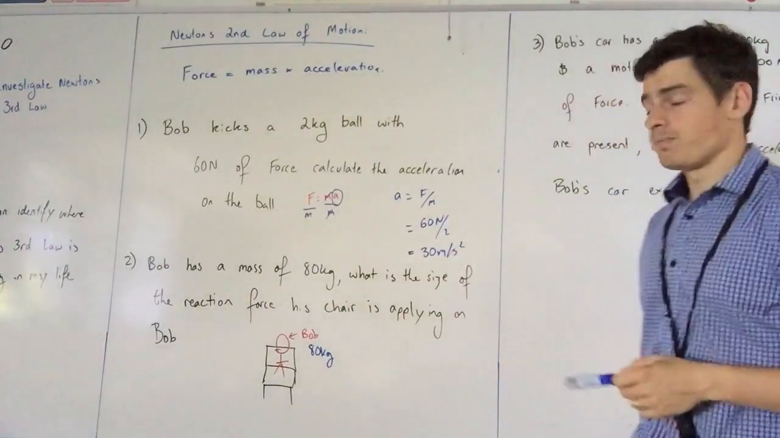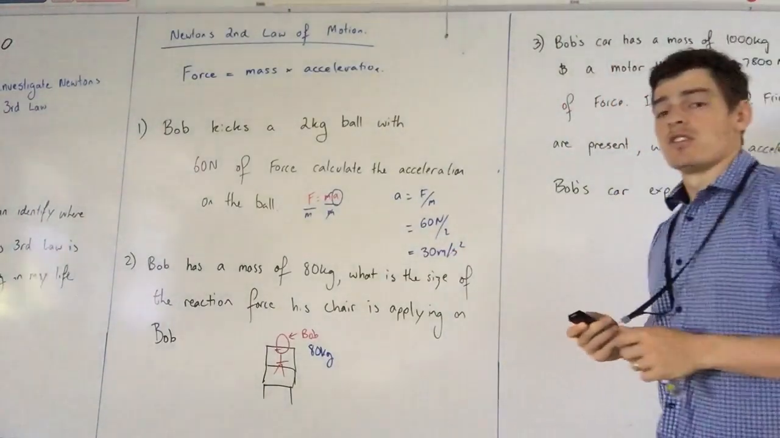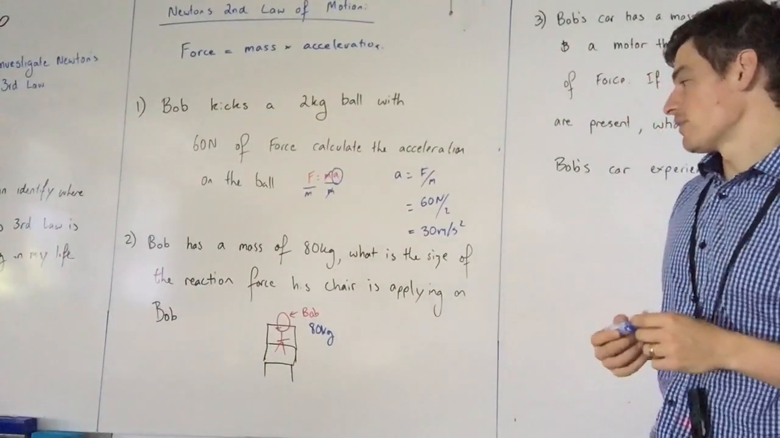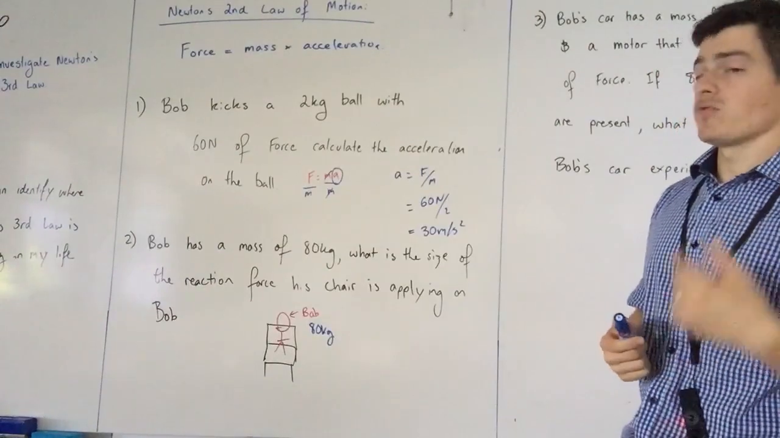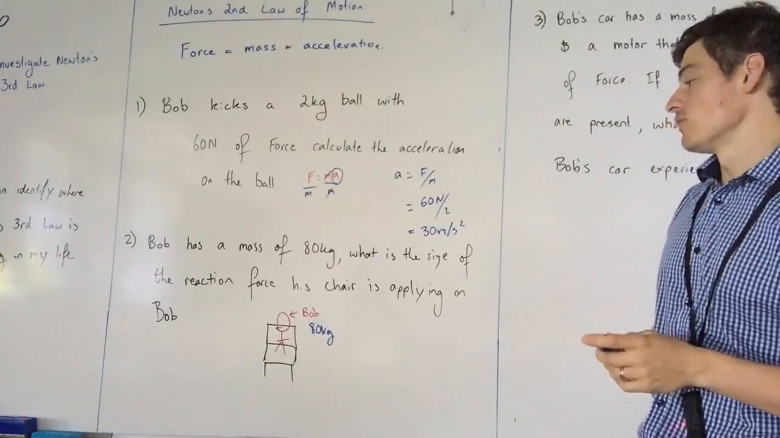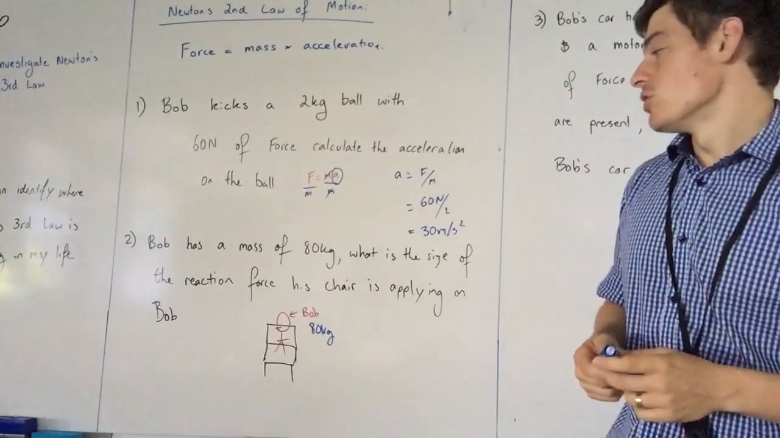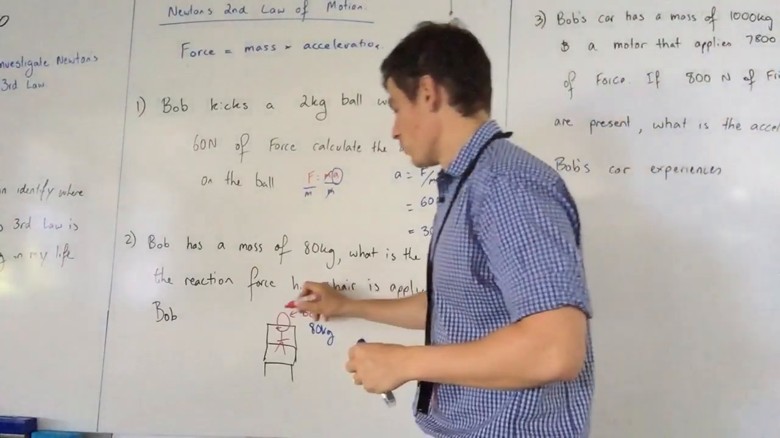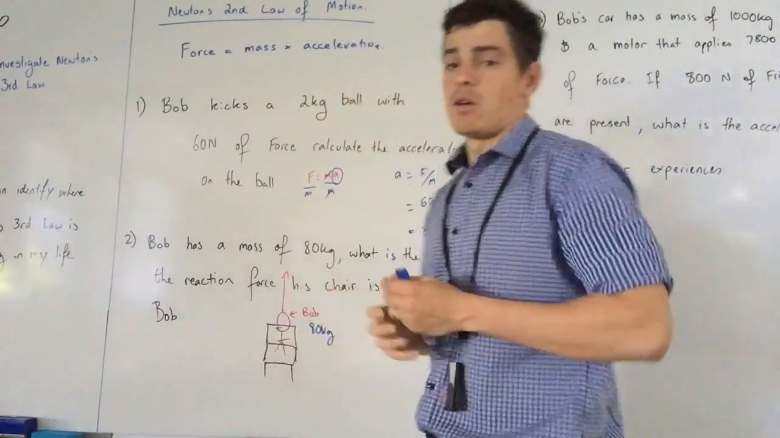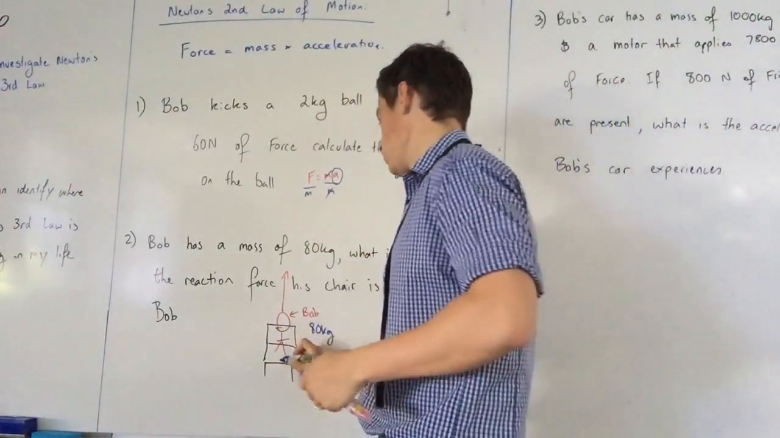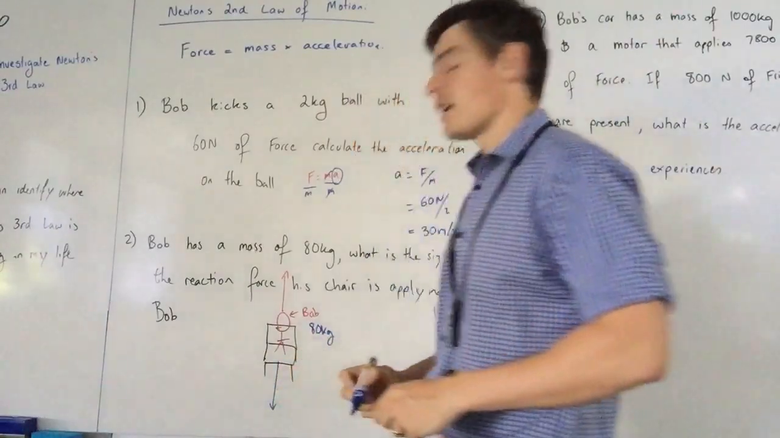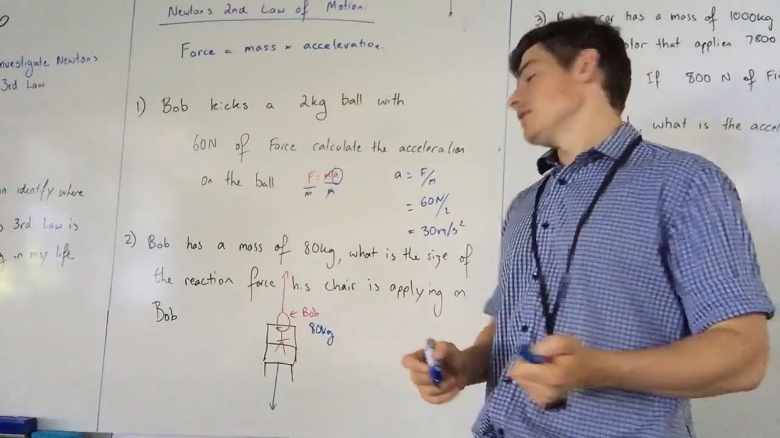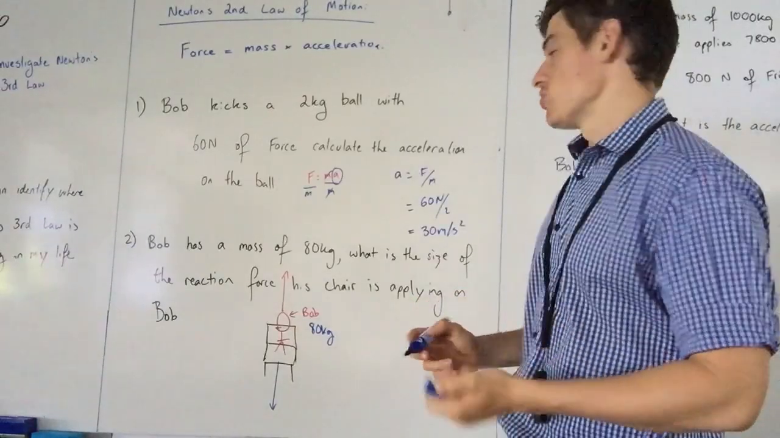For number 2, we're applying the third and the second law together here. Bob has a mass of 80 kilograms. What's the size of his reaction force, the reaction force his chair is applying on Bob? Just to make sure we're clear with our third law, we want to know the force it's applying upwards. According to Newton's third law, every action has an equal and opposite reaction force. So we can calculate the force that Bob's applying on the chair, and whatever that force is will be exactly the same as the force that the chair is applying on Bob.